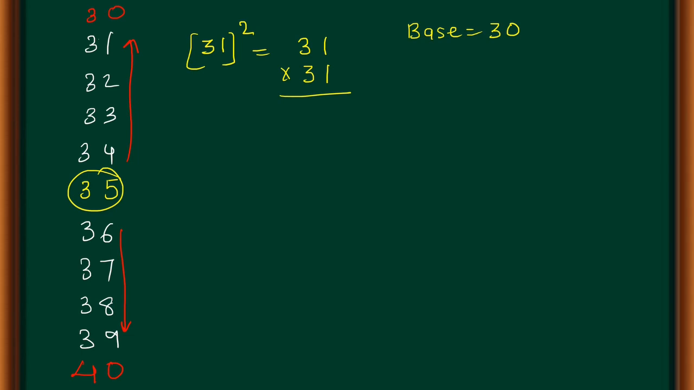Base is 30. Base is 30 means, see, it is number minus base, correct? If you see, we take the base as 30. Why are we taking the base as 30? Because 31 is close to 30, correct? Now number minus base, that is the funda here. Number is 31, base is 30.